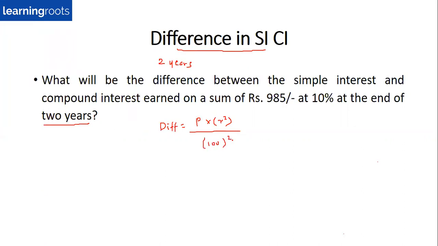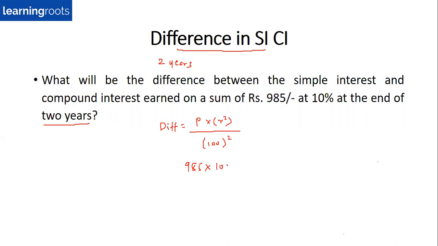Okay, or P into R square upon 10,000. That is the formula. Now, let's solve this question. What they have given is, what will be the difference between the simple interest and compound interest on a sum of rupees 985. So principal is 985 here, and rate of interest is 10%.